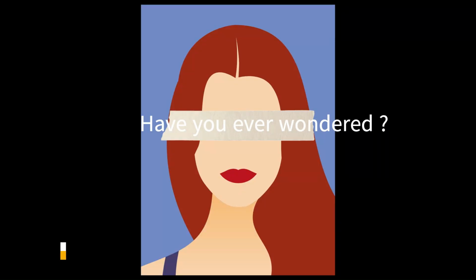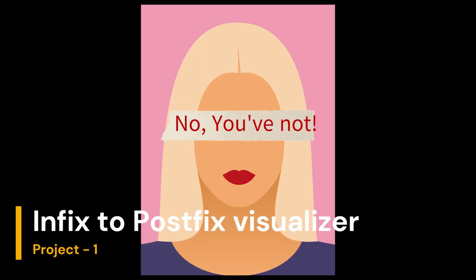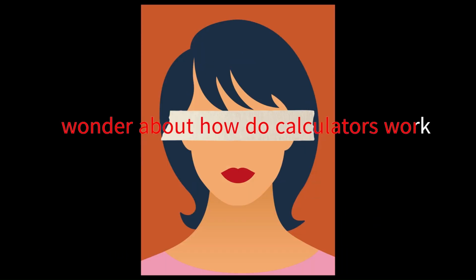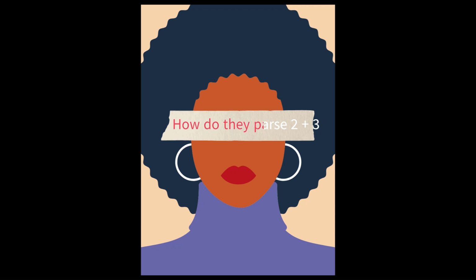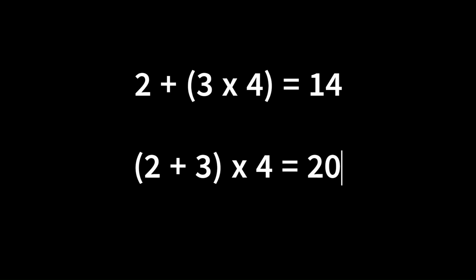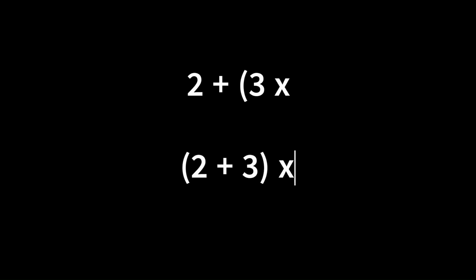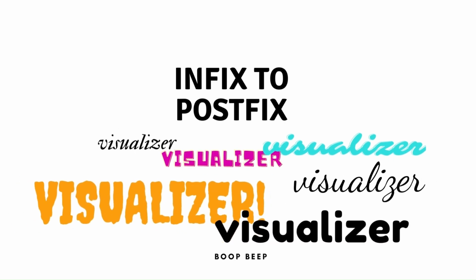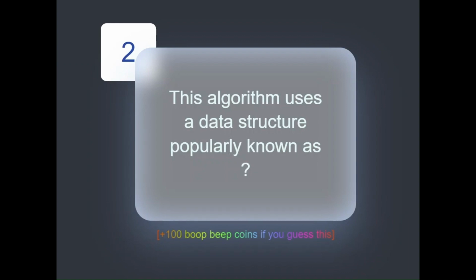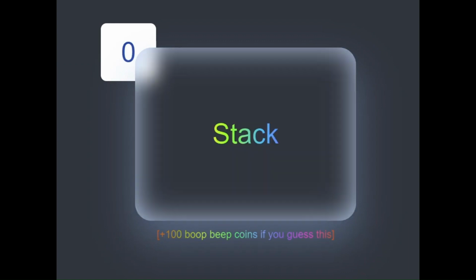Have you ever wondered? No, you've not. Well, maybe you did. Wonder about how calculators work? How do they parse 2 plus 3? How do they know that this equals 20 and this equals 14? The algorithm behind parsing of arithmetic expressions like these is the legendary infix to postfix conversion algorithm. This algorithm uses a data structure, popularly known as stack.